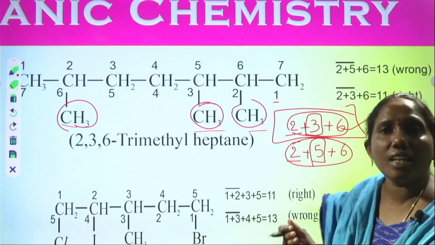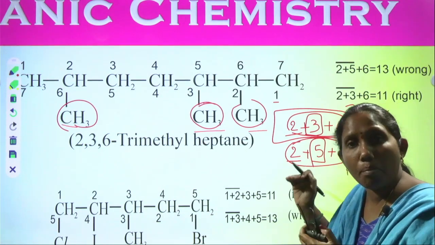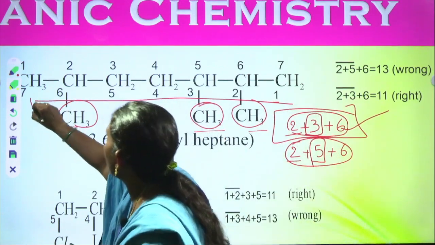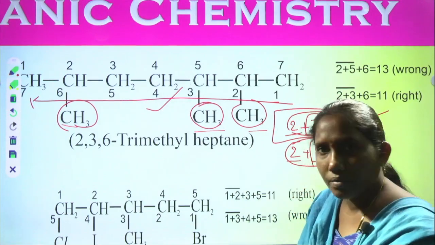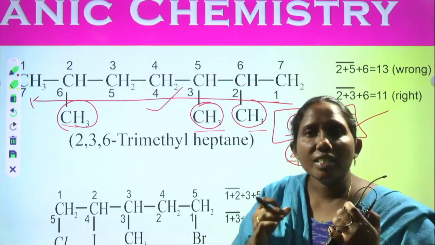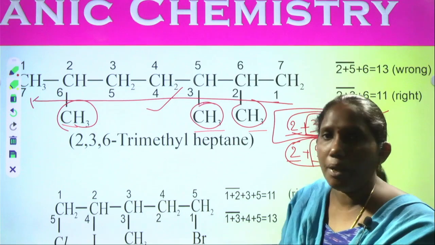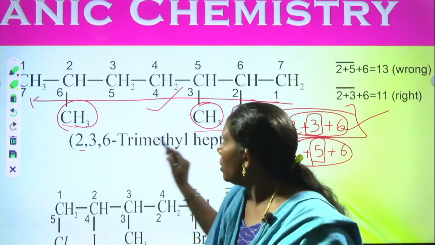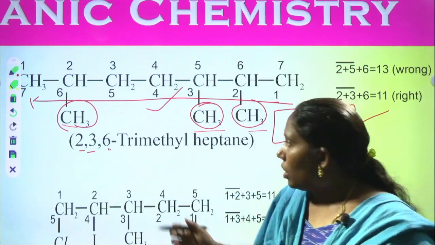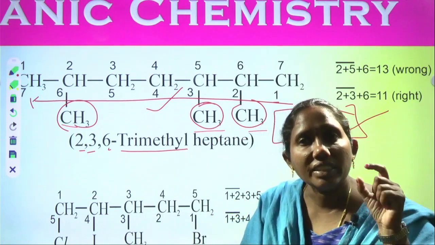2, 3, 6 numbering is correct, not 2, 5, 6. Lowest number rule. So we have to name from right to left. This is correct: 2 methyl, 3 methyl, 6 methyl. Instead of writing methyl many times, we will write simply 2, 3, 6, trimethyl. Three methyl groups are there, so we have to write tri.